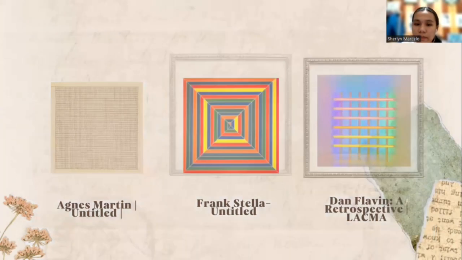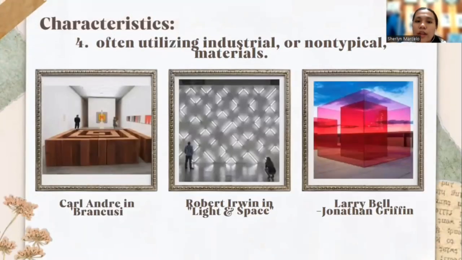Next is often utilizing industrial or non-typical materials. So, example niyan is si Carl Andre in Brancusi. So, ang ginamit niya dito is kahoy, which is industrial material.